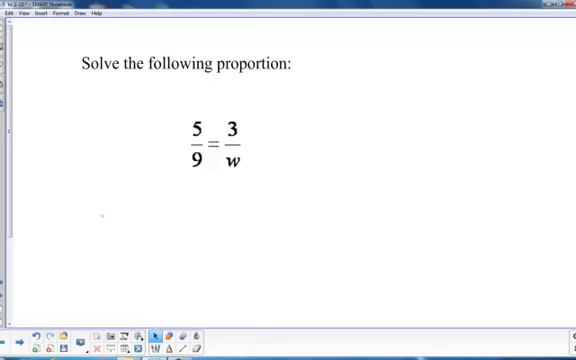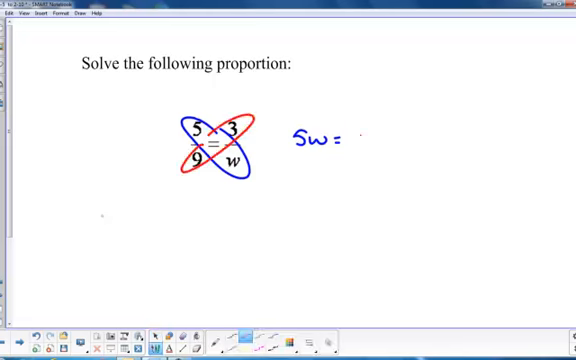So let's go ahead and solve this. You can hit pause and try it real quick if you'd like. So we've got 5W equaling 9 times 3. So 5W equaling 27. So W equals 27 over 5. This is a totally fine answer.